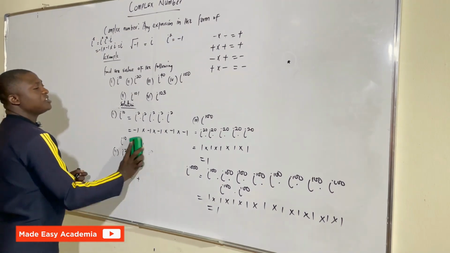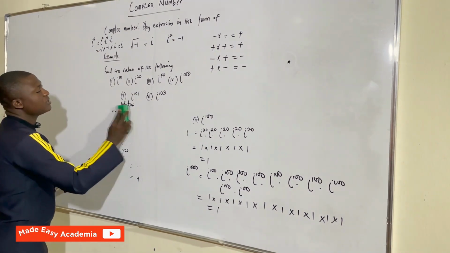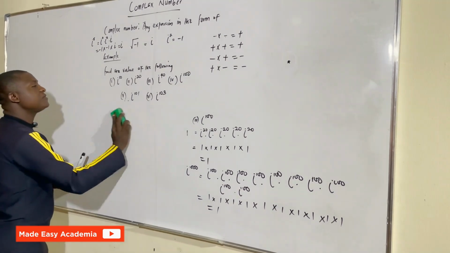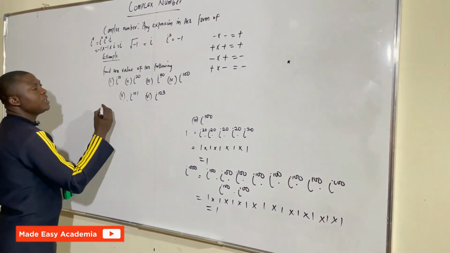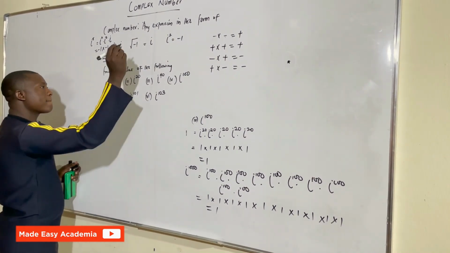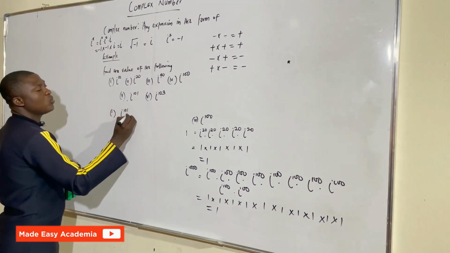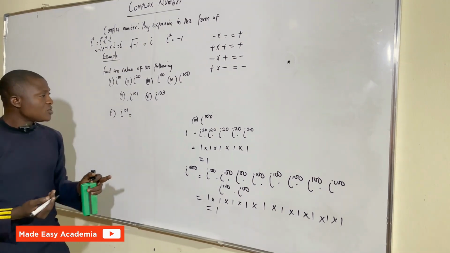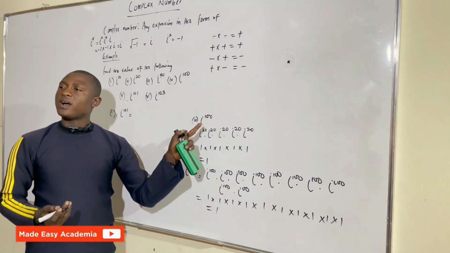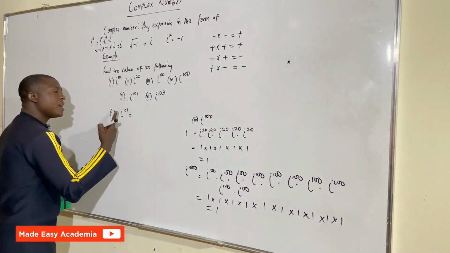You see, they mentioned i to the power of 101 just to confuse you. It's just simple and straightforward. We have to evaluate the value of i raised to the power of 101. We are just going to follow the same process. So luckily for us, we have already got the value of i raised to the power of 100.